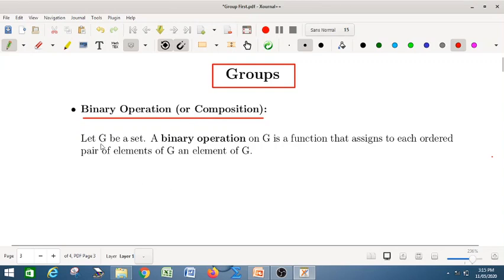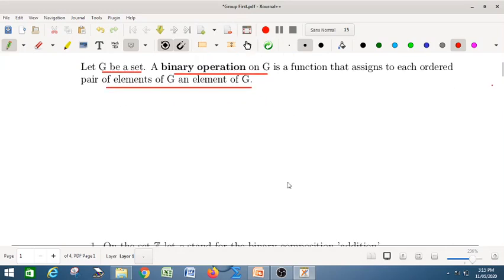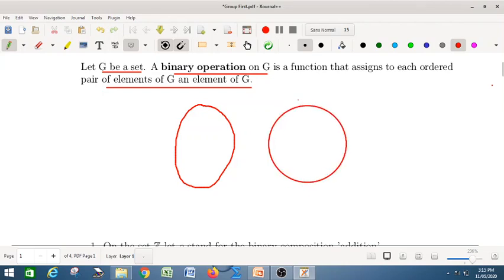Let G be a non-empty set. A binary operation on G is a function that assigns to each ordered pair of elements of G an element of G. So what is that? Just have a look at the mapping. Binary operation is a mapping. It's a mapping F from G cross G to G.